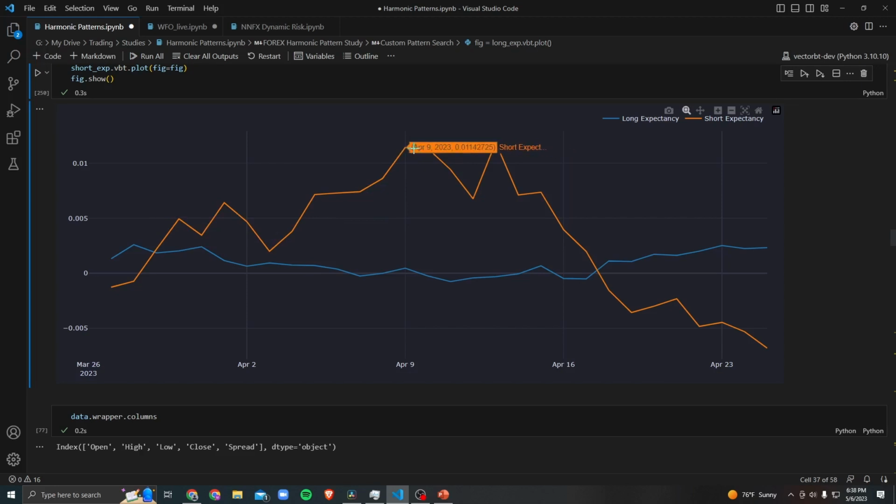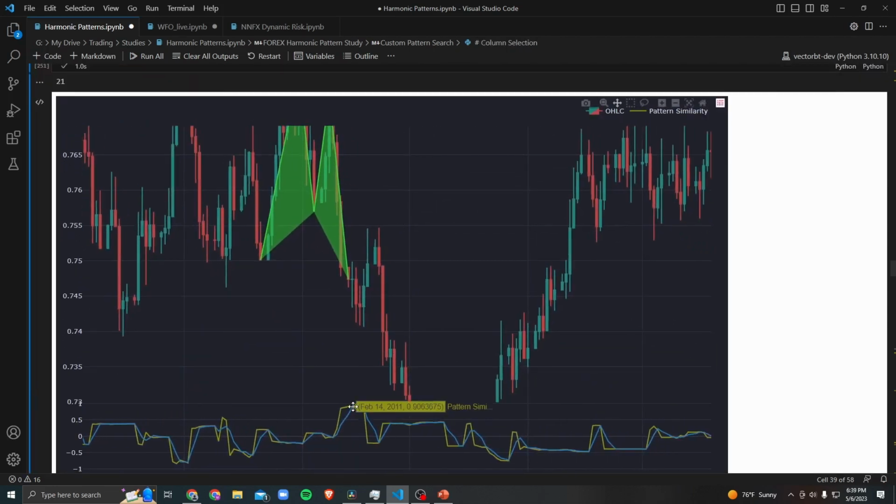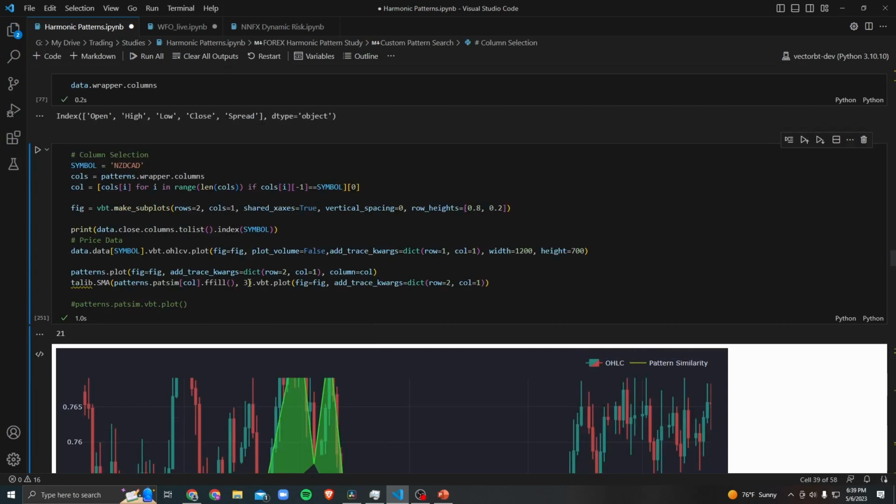Now for long patterns, the story is not as good. The expectancy really peaks out about 2 bars after the trade, which isn't the best sign. We can alter our entries on the fly by applying a simple moving average to our pattern similarity line. So the blue line there is a 3-period moving average. You can see that it gets us into the trade a little bit later, which has the right effect.